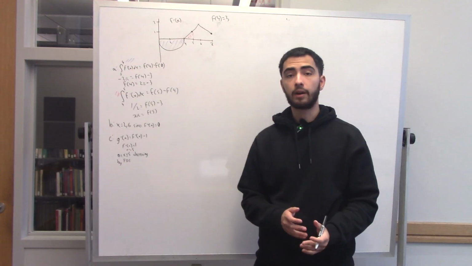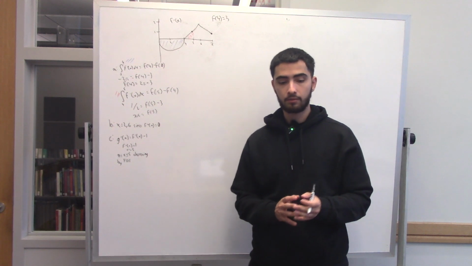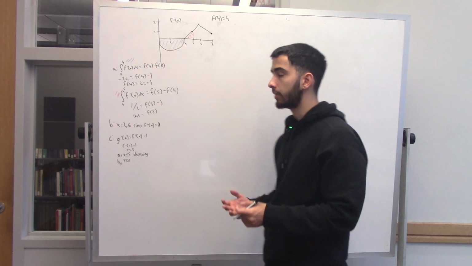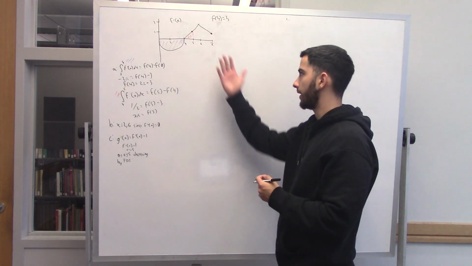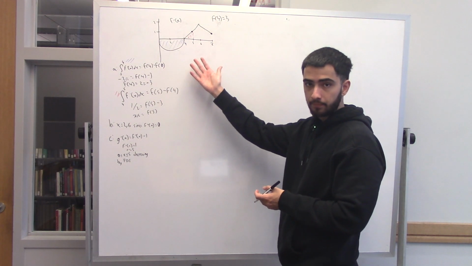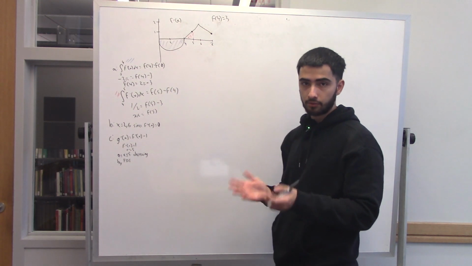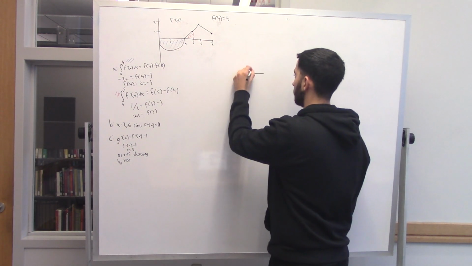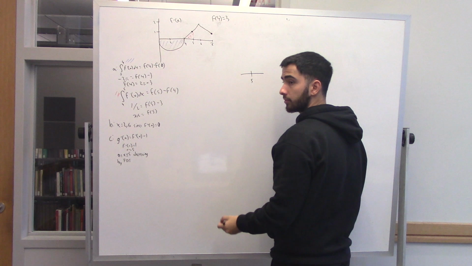Alright, now for part D, we're asked to find the absolute minimum value of g from part C. So to do that, well, in part C we found that x equals 5 is the only critical point. So now what we're going to do is the first derivative test to check whether it's a minimum or a maximum. So we have, it's going to be 0 at x equals 5.